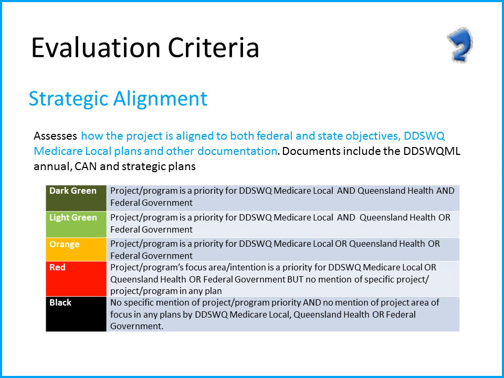Strategic alignment. This assesses how the project is aligned to both federal and state objectives, Medicare local plans and other documentation. So this includes things such as the annual and strategic plans and our comprehensive needs assessment. If the project or program is a priority for Medicare local and Queensland Health and the federal government, it would get a green light. If the project was only mentioned in a Medicare local plan, but there's no mention of it in either a Queensland Health or federal government plan, then it would be a red. And if there is no mention of the project in any documentation, it would receive a black.